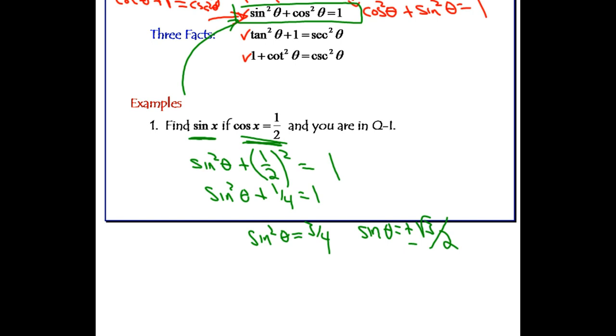And now the question becomes, what is it? Is it plus or is it minus? And guys, look at this. We're in quadrant 1. Remember All Students Take Calculus from your trig class? Hope so. Wasn't that long ago. Quadrant 1, they're all positive. So we're going to take the positive value here. The sine of theta is the square root of 3 over 2. So don't go for the negative one. We're in the first quadrant. I'm going to go for the positive one.